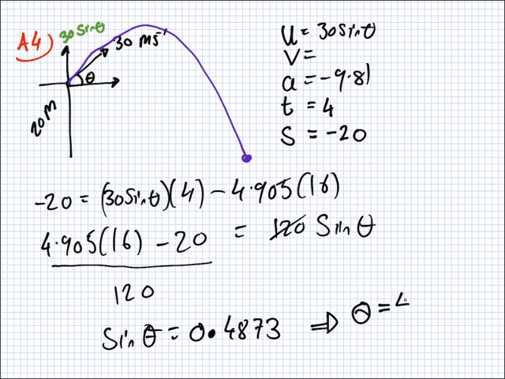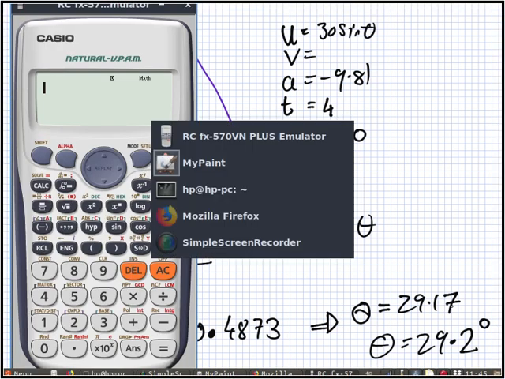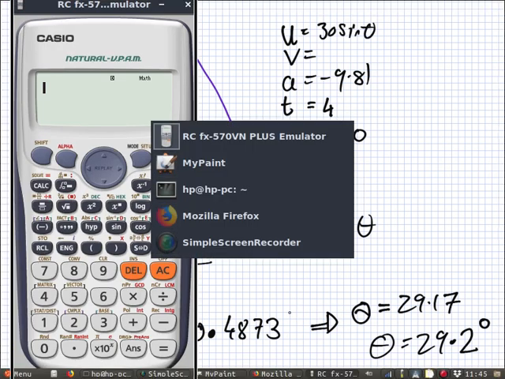What is it? 29. So theta equals 29. Well, actually, you know what? I'll change this to 17 and then say theta is 29.2 degrees is the answer. Okay? That's the first part.